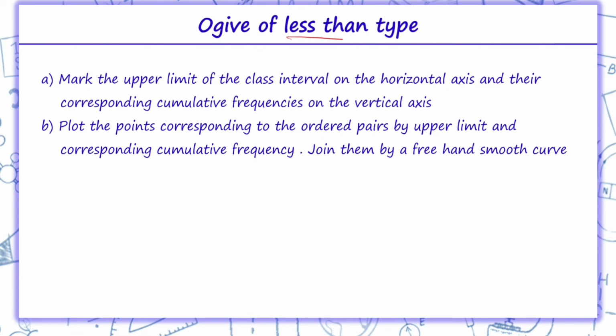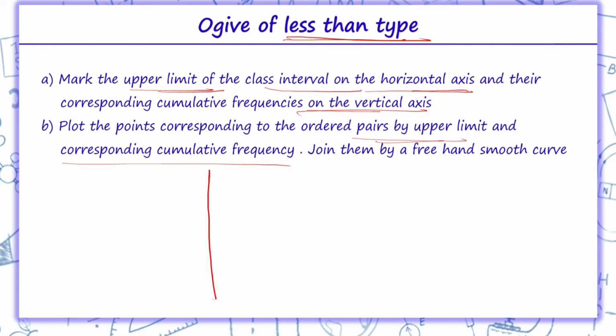So, coming on to what are the less than type and more than type ogives. For ogives of less than type, how do we plot it in a graph? The steps are, we have to mark the upper limit of the class interval on the horizontal axis and their cumulative frequencies on the vertical axis. Then we will plot these points corresponding to the ordered pairs of upper limit and corresponding cumulative frequency, and we will join them by a freehand smooth curve.